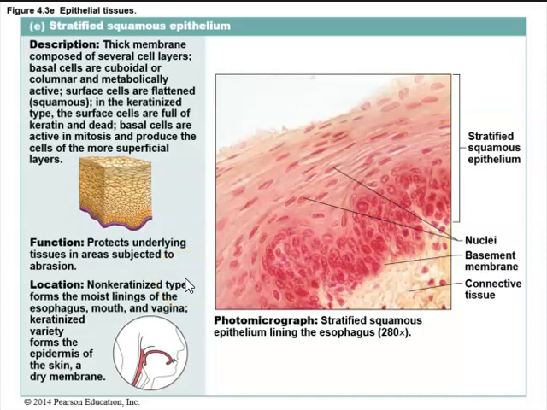On the outer surfaces, we have very thick skin in the palms of our hands and the soles of our feet. Internally, we have our mouths, for example. The epithelium within our mouths is constantly regenerating, especially if we eat something hot or cold, so these cells are constantly sloughed off. The non-keratinized type forms the moist linings of the esophagus, the mouth, and the vagina, whereas the keratinized type forms the epidermis of the skin, which is a dry membrane.